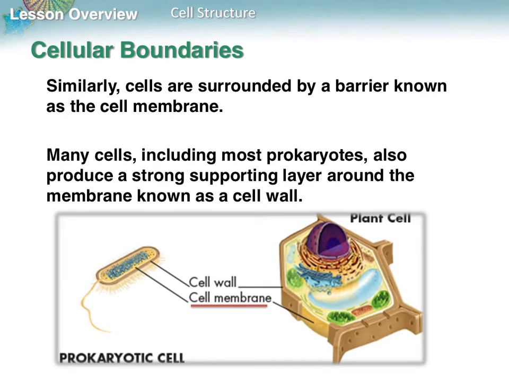So cells are surrounded by a barrier known as the cell membrane. And also many cells, like plant cells and most prokaryotes, like bacteria, produce a supporting layer around the cell membrane called the cell wall. So there's the cell membrane, and then surrounding that is the cell wall. That's for plant cells and most prokaryotes, the bacteria.